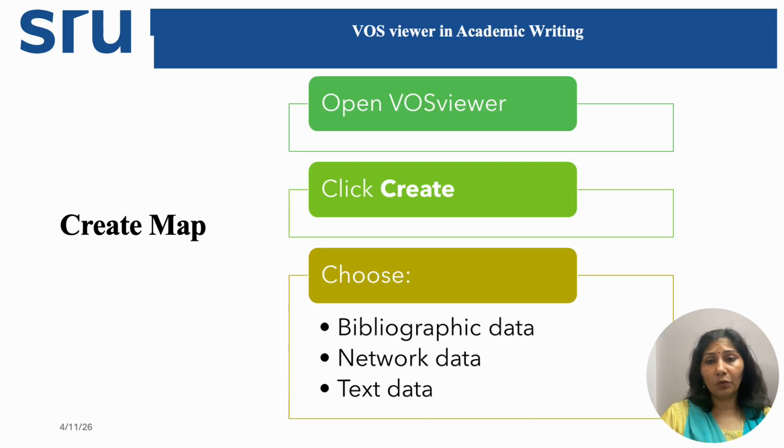Creating a map in VOSviewer is a very simple process. It involves only a few steps. First, you have to import the bibliographic data file into the software. Then you select the type of analysis such as co-authorship, co-occurrence, or citation analysis. After choosing the parameters and threshold, the software generates a network map that visually represents relationships among the selected items. Then, with the help of the relationships, you can visualize the data which you have provided.